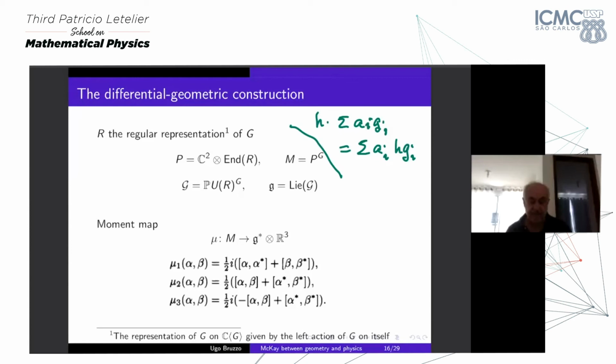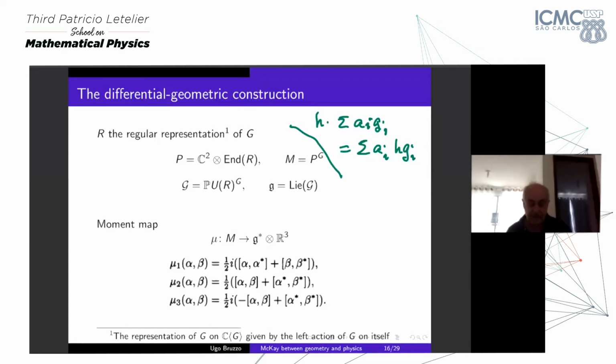On this space, there's an action of a group. This is not the G invariant part, this is the subgroup of the unitary group of R, which commutes with the action of G, so which is compatible with the action of G. And also, since there's an invariance under homotheties, we also take the projectivization of it. So we have a Lie group, and we take its Lie algebra.